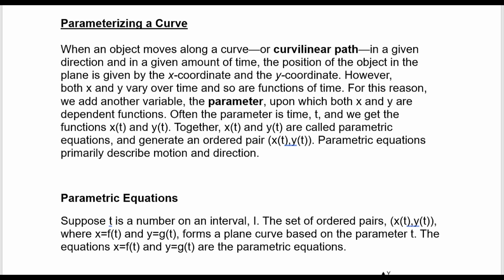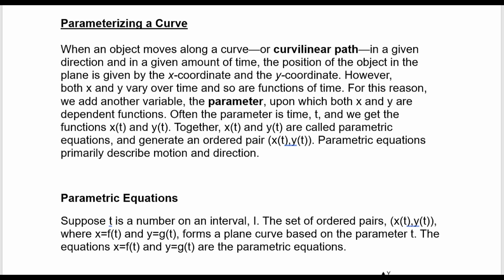Now we're going to talk about parameterizing a curve. This comes from the textbook. When an object moves along a curve or a curvilinear path in a given direction and in a given amount of time, the position of the object in the plane is given by the x-coordinate and the y-coordinate. However, both x and y vary over time, so they are functions of time. So in making it parametric equations, we come up with a new parameter. So we're going to talk about that.